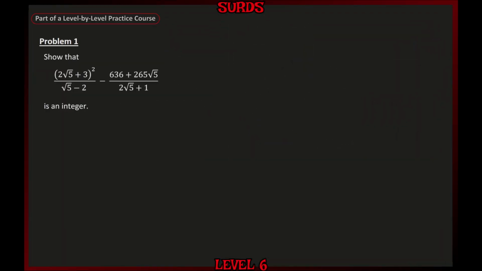In problem 1, we're trying to show that this expression is an integer. Now this is quite a complex expression, so I'm going to look at each of the two fractions separately. I'm going to rationalise and simplify each one and then subtract afterwards.